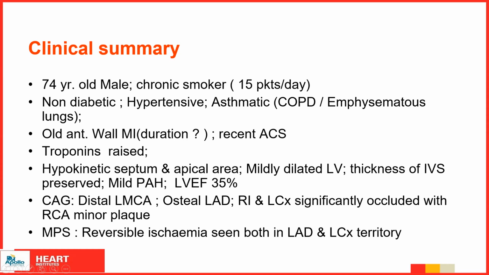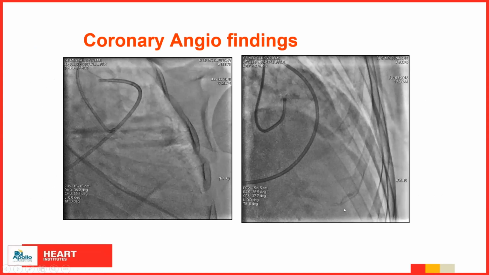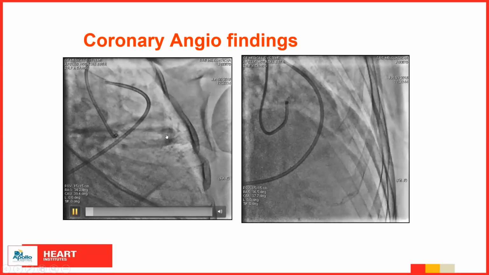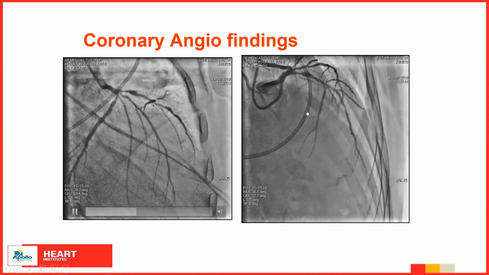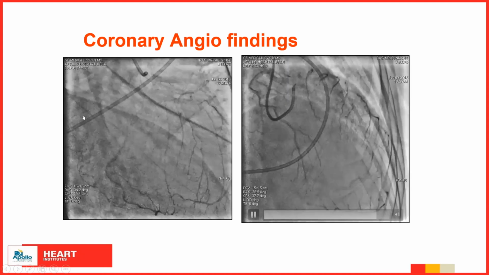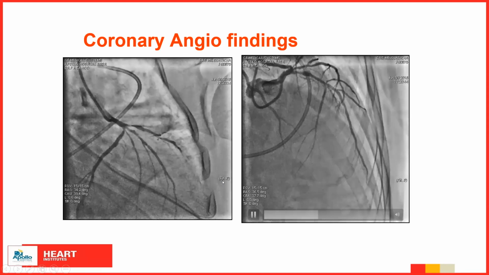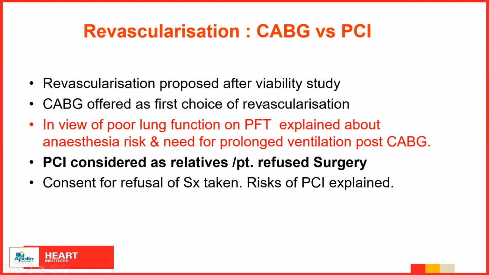So in fact, we did a myocardial perfusion study. We saw that the LAD and the circumflex were still having viable myocardium. And this is just to show the angio to you. In fact, the PA catheter was put because there was LV dysfunction, and we could see that there was a trifurcation. In fact, the heart was a bit dilated, as you can see from the angio. And then revascularization was proposed after the viability study.